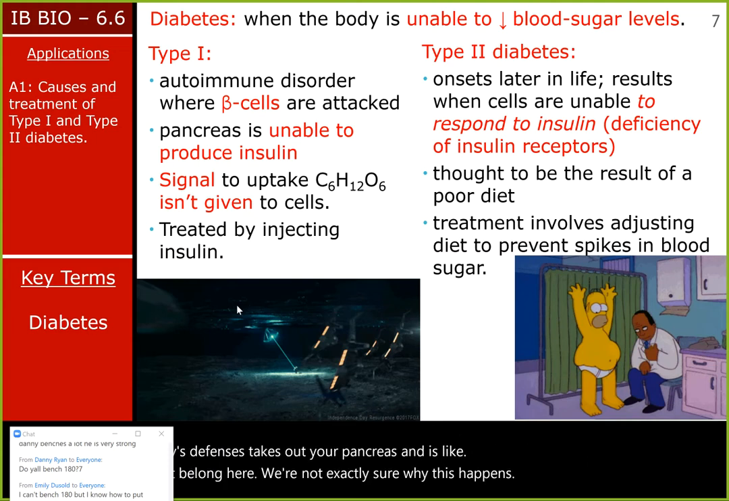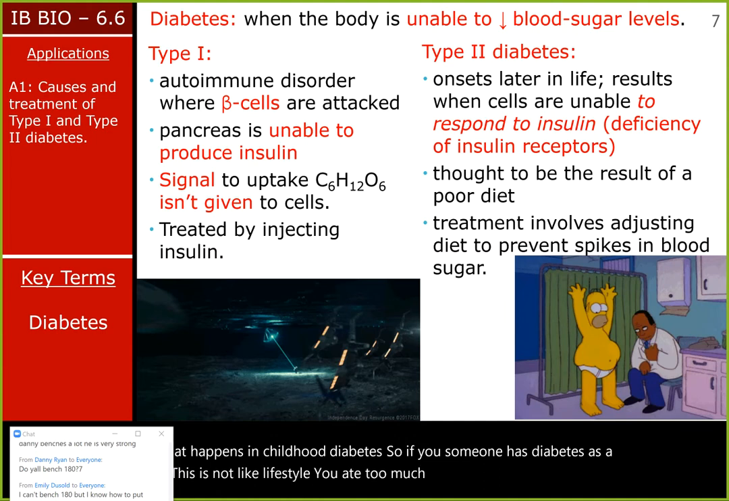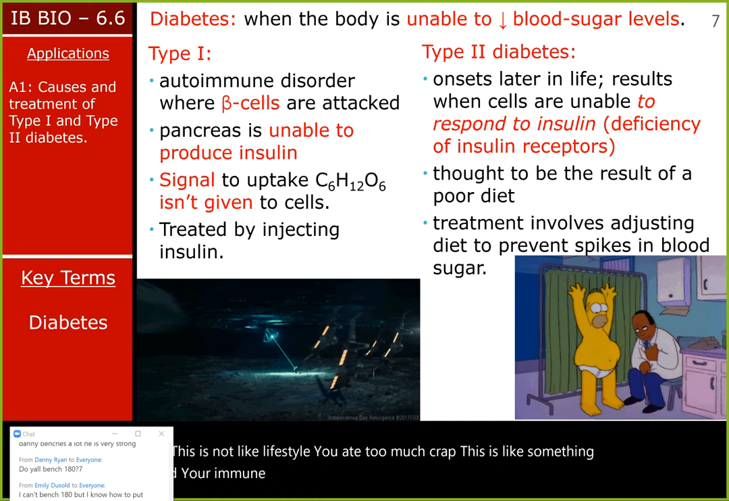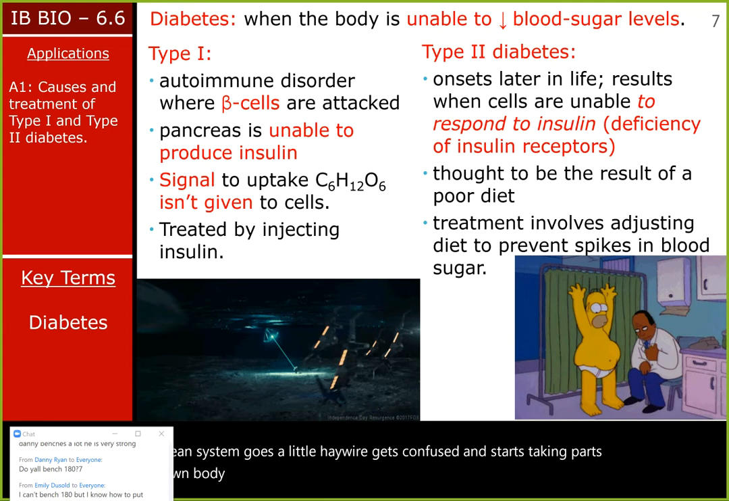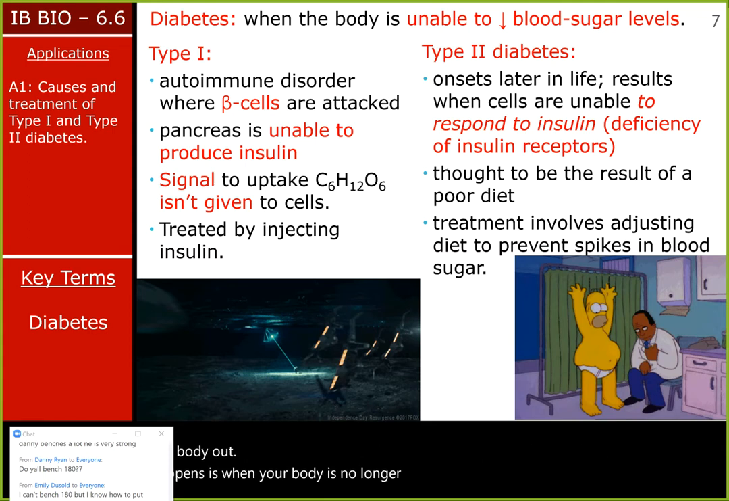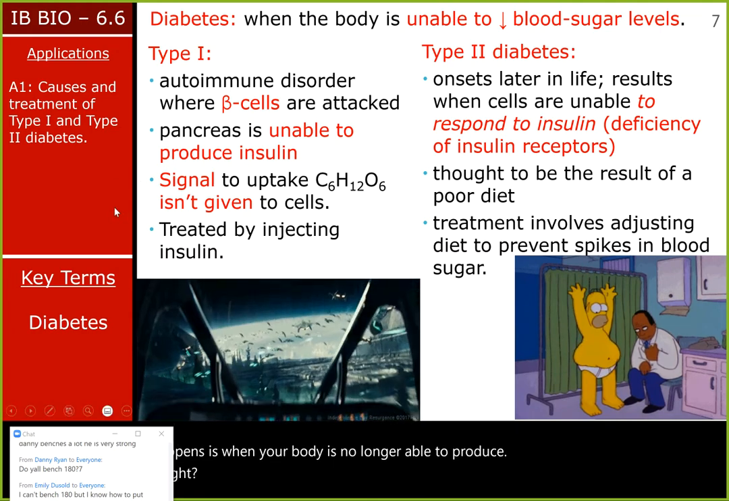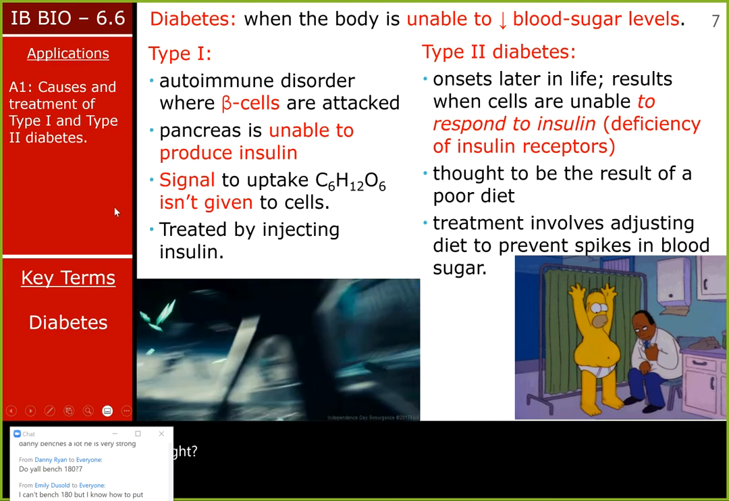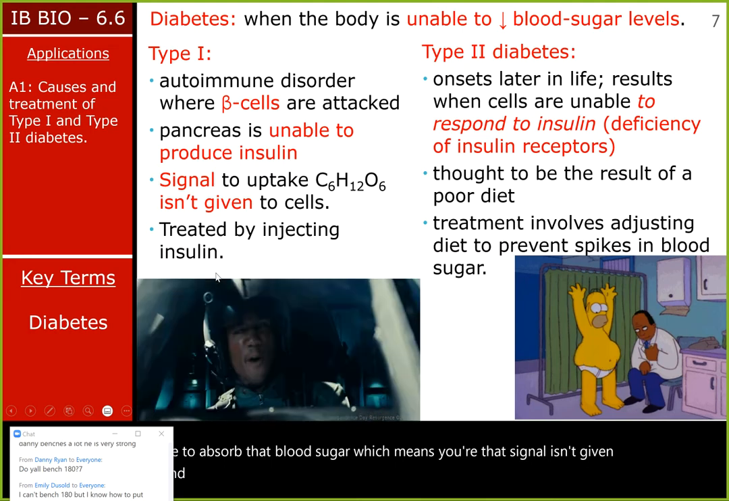This is what happens in childhood diabetes. So if you know someone that has diabetes as a kid, right? This is not like lifestyle, you ate too much crap. This is like something happened, your immune system, it could be triggered after you have an illness. Your immune system goes a little haywire, gets confused, and starts taking parts of your own body out. What happens is when your body is no longer able to produce insulin, right? It's unable to absorb that blood sugar, which means that signal isn't given to cells. And we treat this by giving you insulin shots.